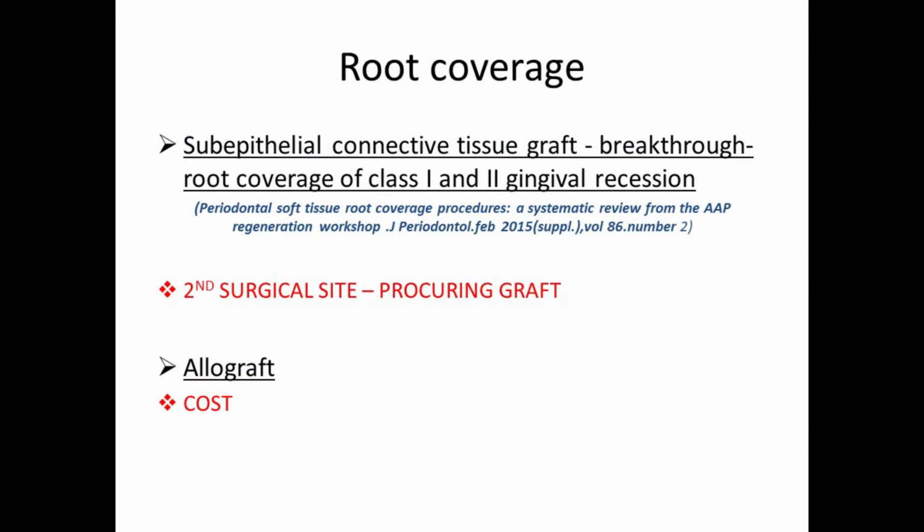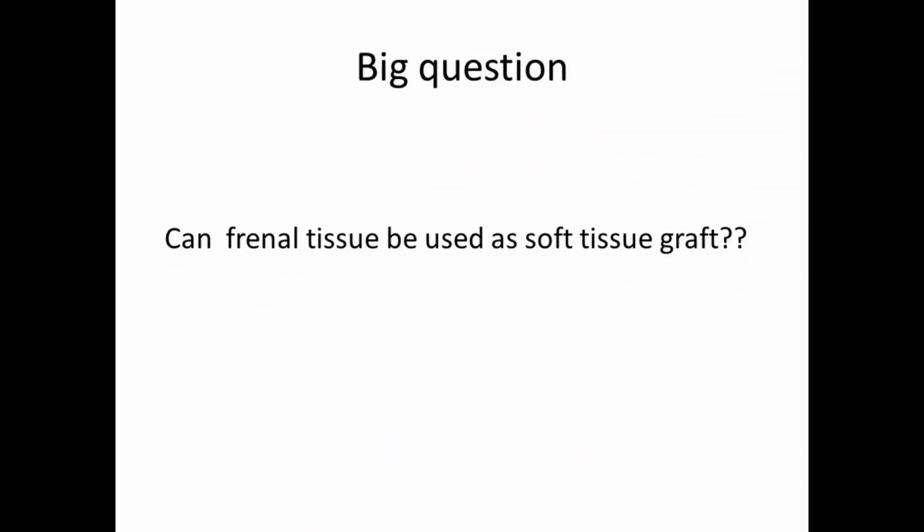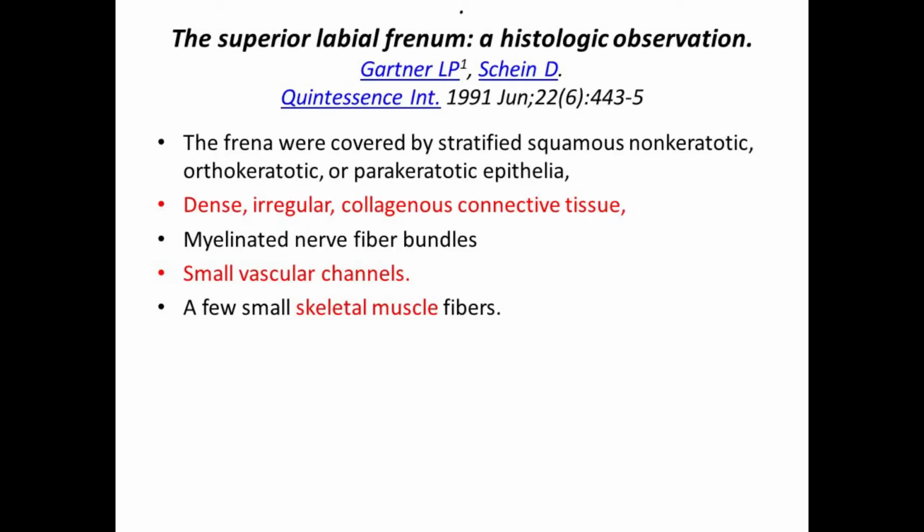Among all the root coverage procedures, we do know that the subepithelial connective tissue graft is a breakthrough root coverage procedure for the class 1 and class 2 gingival recession according to the scientific evidence. But it requires a second surgical site for procuring the graft. Sometimes we can use an allograft, but cost is the main disadvantage in it. The next big question which arises in the mind is, can we use the frenal tissue as a soft tissue graft?